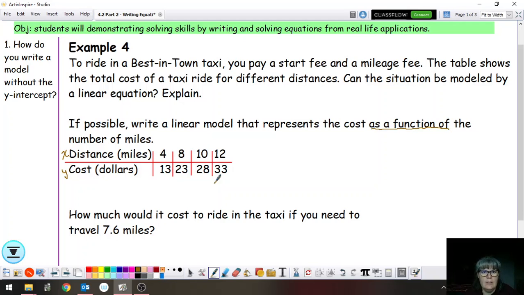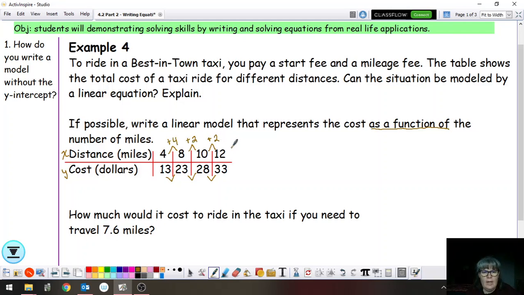So when I write my linear model, I know what my output is going to be and what my input is going to be. Now, to determine if it can be written as a linear equation, I need to see if there's a constant rate of change. So for that, we're going to check the rate of change between the x values and the rate of change between the y values.